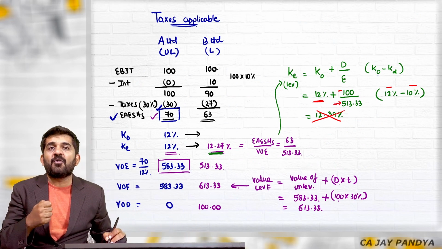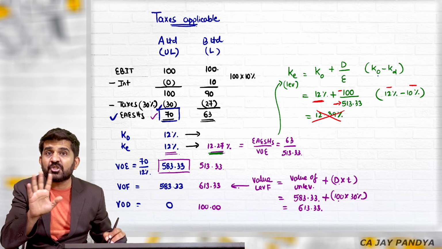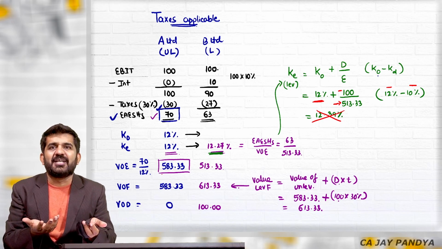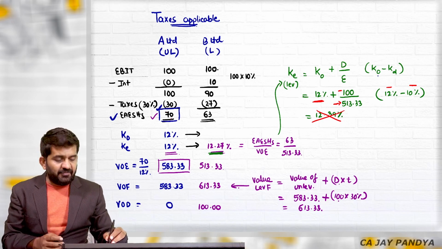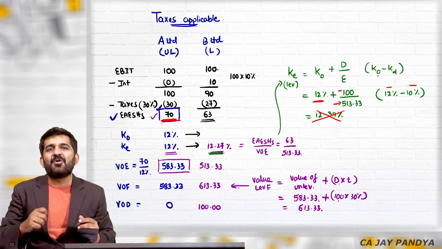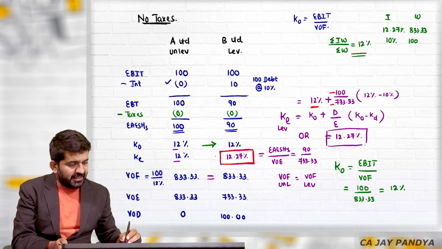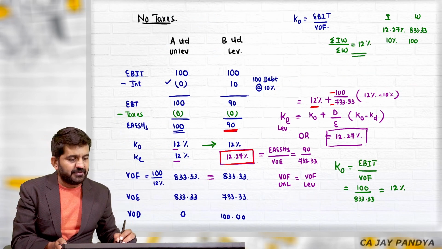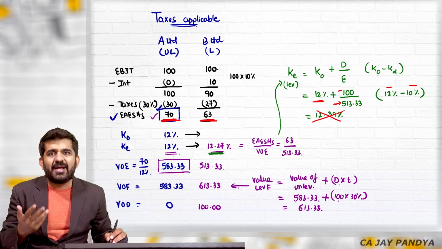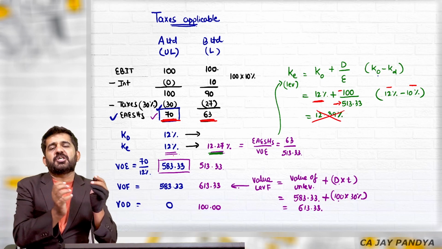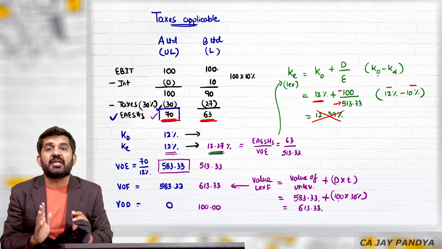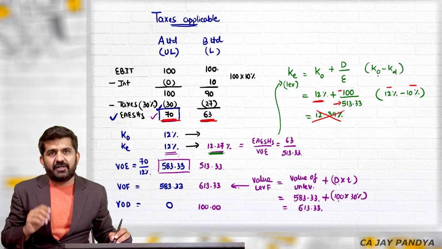Why? Value of equity has decreased. See, KE has not decreased. Value of equity has decreased, and value of equity should decrease. Why? Previously we were getting 100 rupees. Now we are getting only 70 rupees. So value of equity should decrease. Previously here we were getting 90 rupees, and in B Limited, we are getting only 63 rupees. So the value of equity should decrease because some portion is taken by government. But the required rate of return of equity shareholders will not increase or decrease. It will remain the same, that is 12.27.